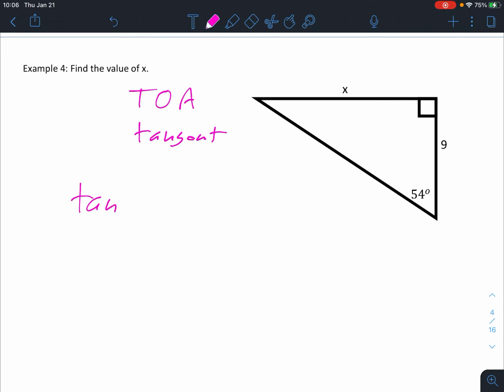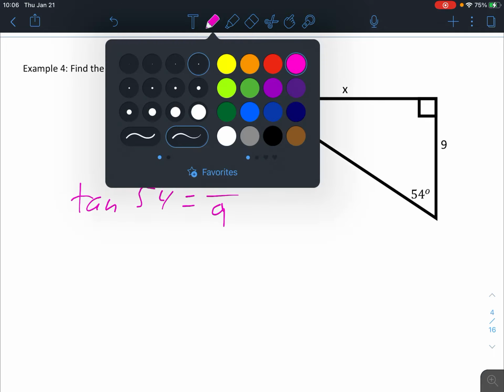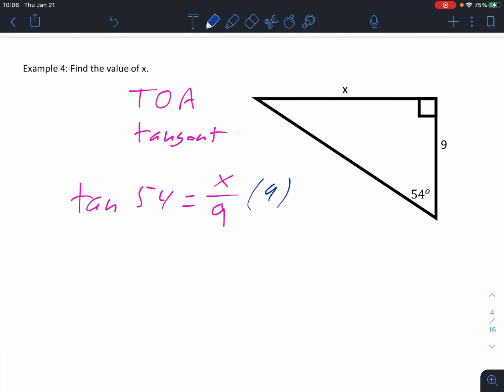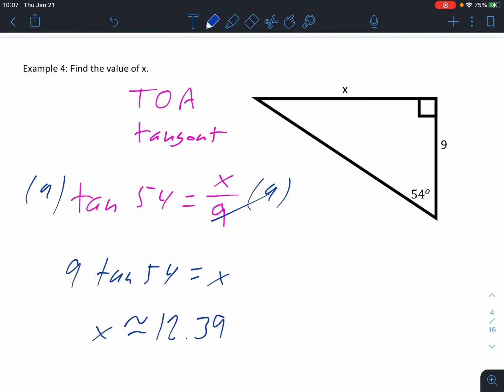So it's tangent of the angle 54 equals the opposite leg, which is x, over the adjacent leg, which is 9. Multiplying both sides by 9, we get 9 tangent 54 equals x. Type that in your calculator, we get 12.387 or 12.39.